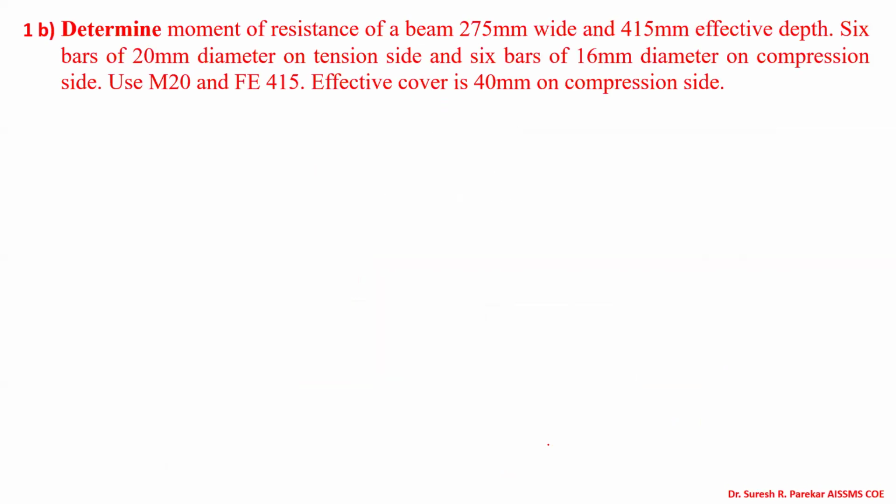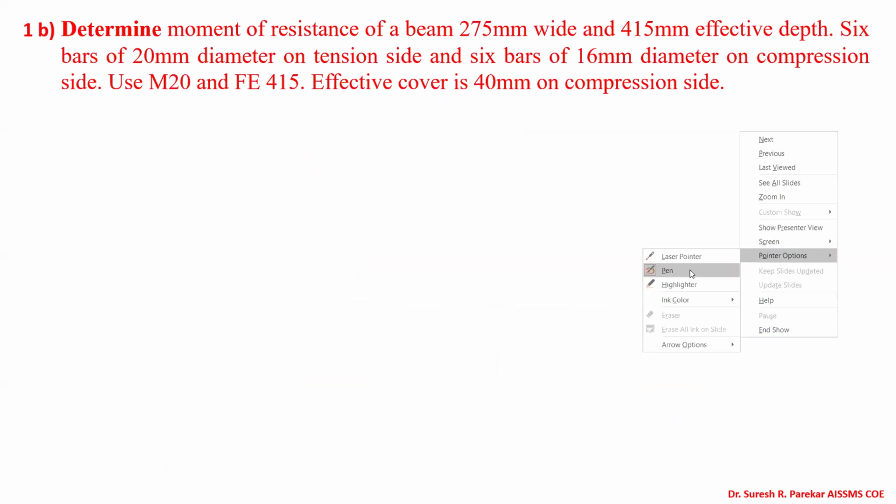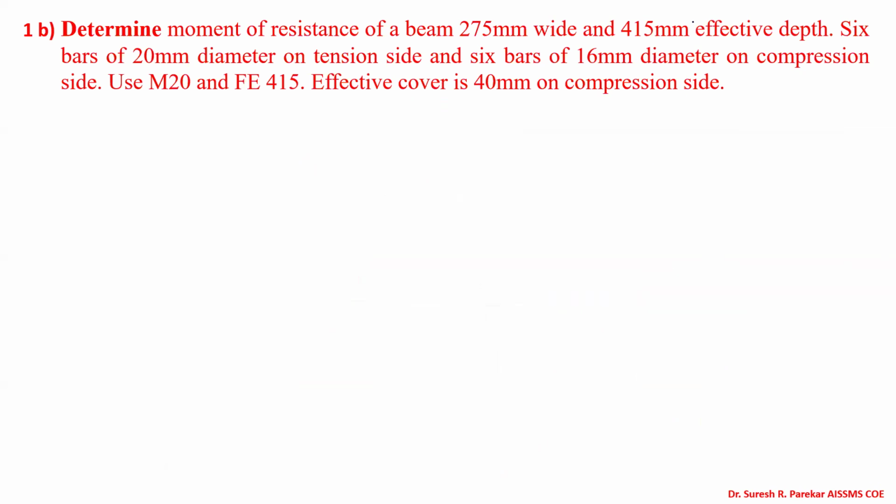Now we will switch over to the second question. Determine the moment of resistance of a beam 275 mm wide and 415 mm effective depth. You have to keep in mind what is given. Effective depth is given, means d is given. 6 bars of 20 mm diameter on tension and 6 bars of 16 mm on compression side.